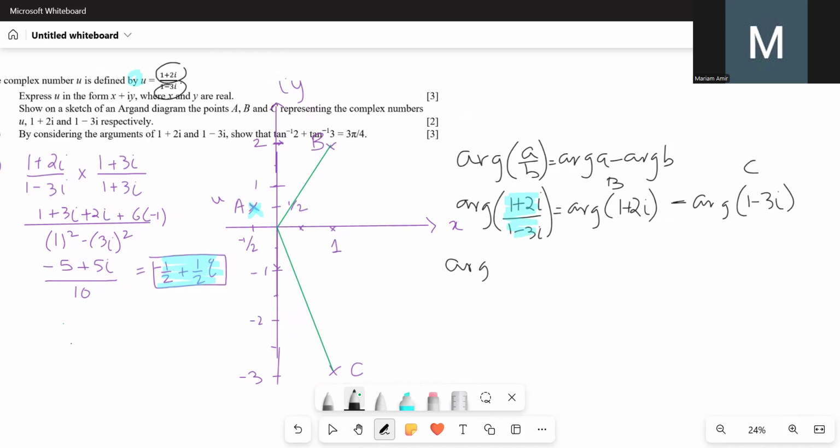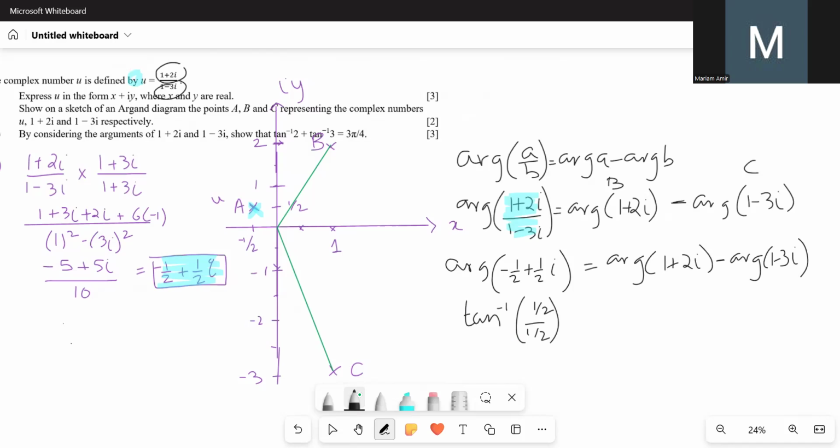So rewrite this as argument of negative half plus half iota is equal to argument of 1 plus 2 iota minus argument of 1 minus 3 iota. The argument of this would be, we know argument is tan inverse y over x, so half over half. This will give us this angle, and then we'll need to subtract it from pi to get its argument, which is going to be this.